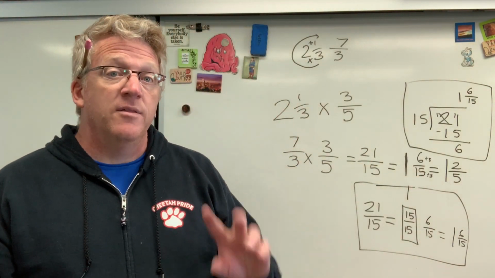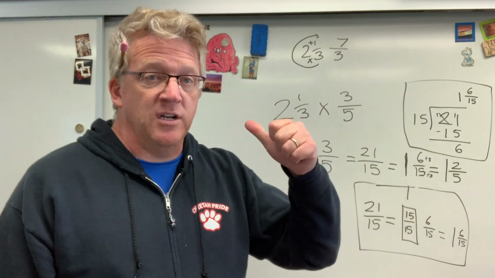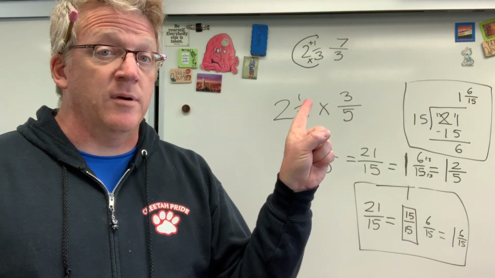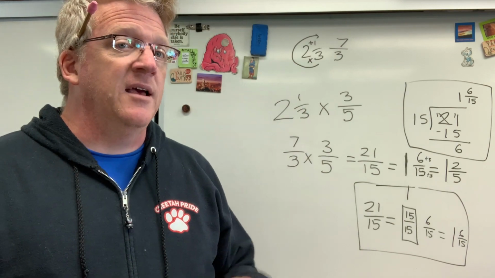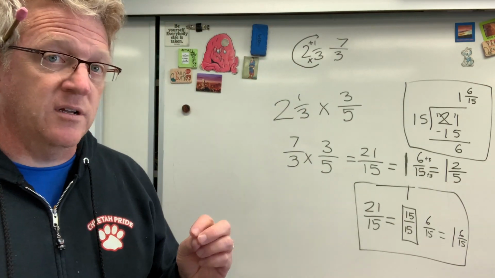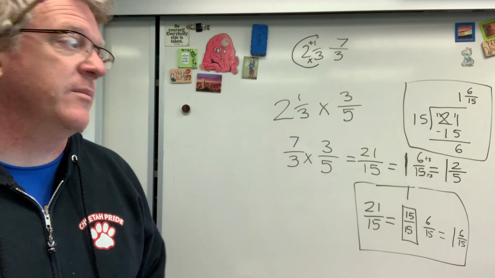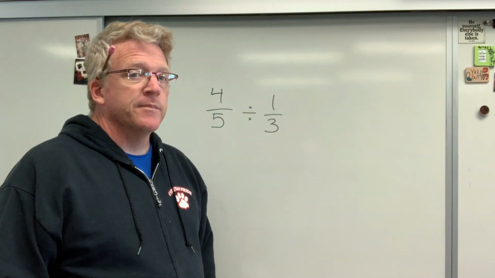All right? Those are two kinds of multiplication: fraction on fraction, and fraction and mixed number. Give me a second, and I'll get us set up to do a division of fractions and a division with mixed numbers. All right? Okay, here we go.